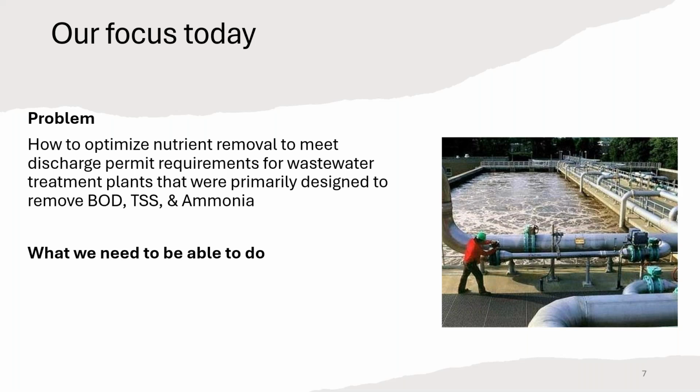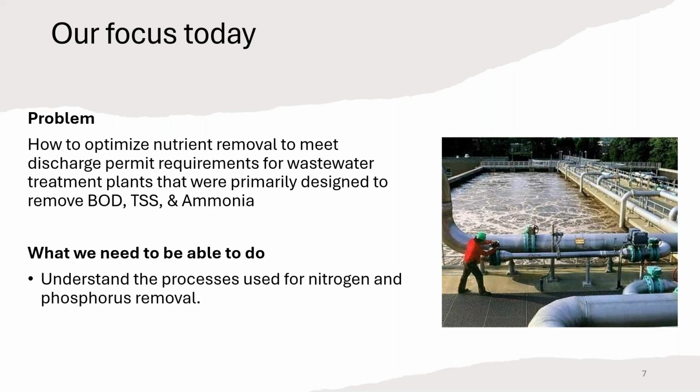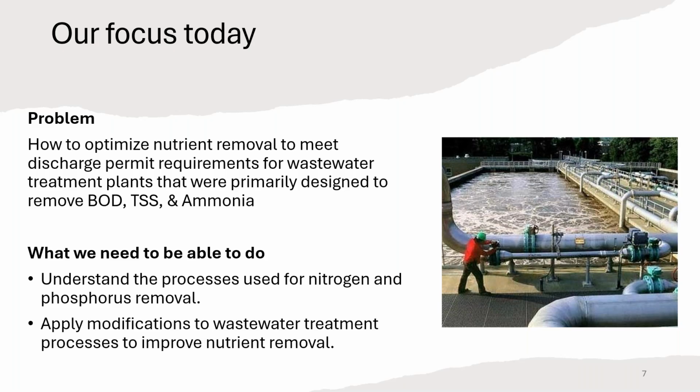And today, I'm hoping that we can accomplish three main objectives here. To understand the underlying processes for nitrogen and phosphorus removal using organic removal processes. Understand how we can apply some modifications to wastewater treatment plants to improve nutrient removal, and finally have some way to analyze process monitoring control results.